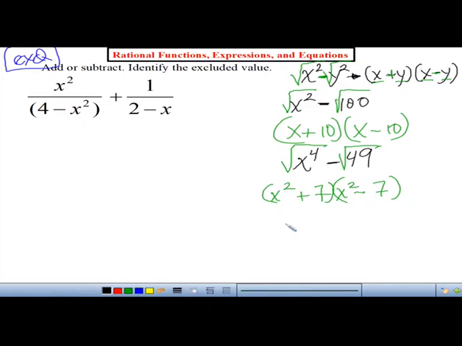All right, let's go to the next one. X to the 6th power minus 81. Let's see if the process works. Square root of the first. What number times itself gives us x to the 6th?